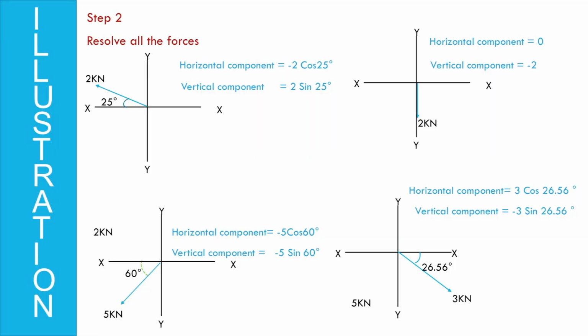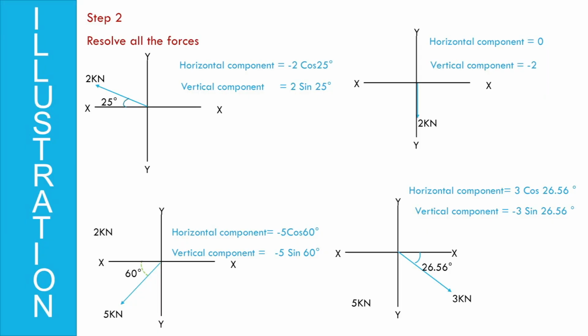Now, we are resolving all the forces. We will take all the forces one by one. The first force, which is in the second quadrant of 2 kilonewton, making an angle of 25 degrees. So, we know that it is 2 cos 25 and 2 sin 25. But because the 2 kilonewton force is in the second quadrant, which corresponds to the negative side of x axis, it is minus 2 cos 25, whereas it also corresponds to the positive side of y axis. So, it is plus 2 sin 25.